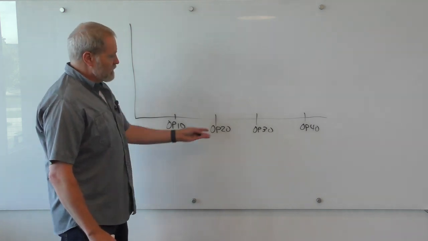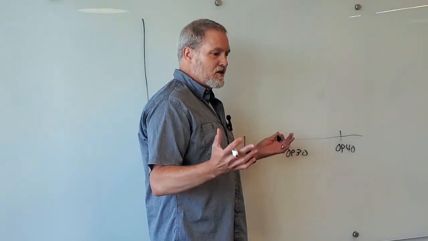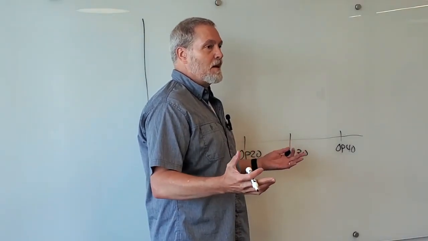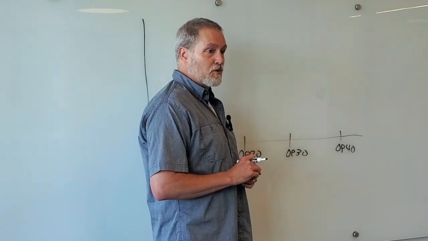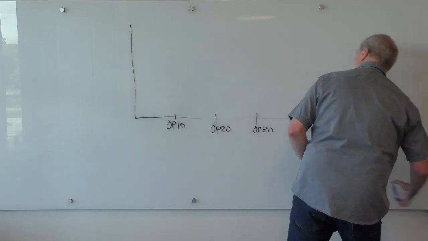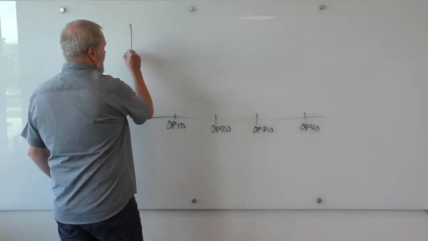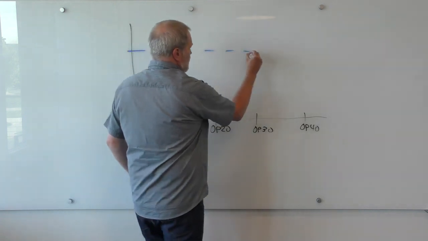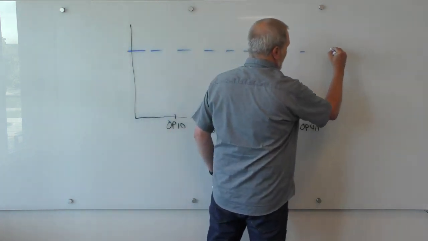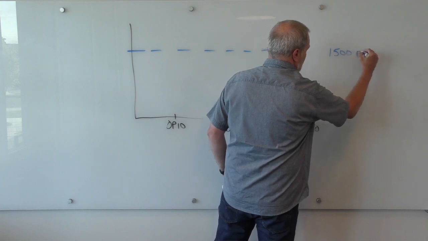So if we look at these various operations that we need to apply, typically, when you're designing a line, somebody has given you some type of target for production throughput. So let's draw that line on here. Let's say that we're being asked to produce 1,500 parts per minute.